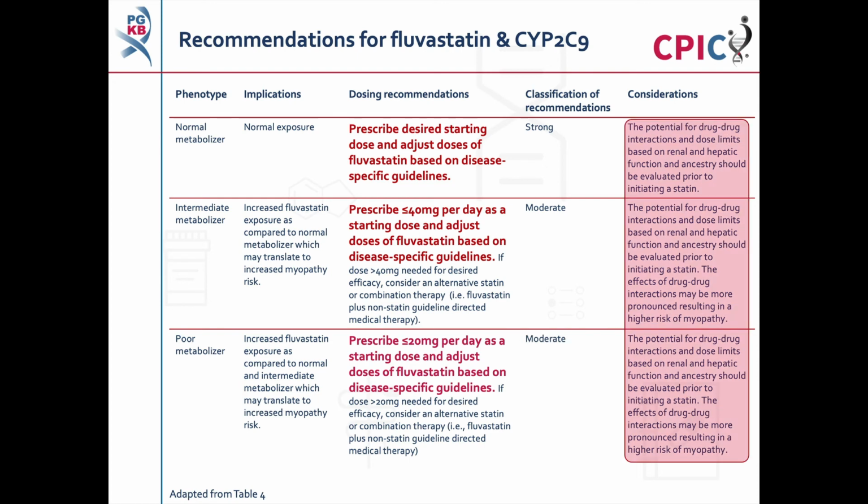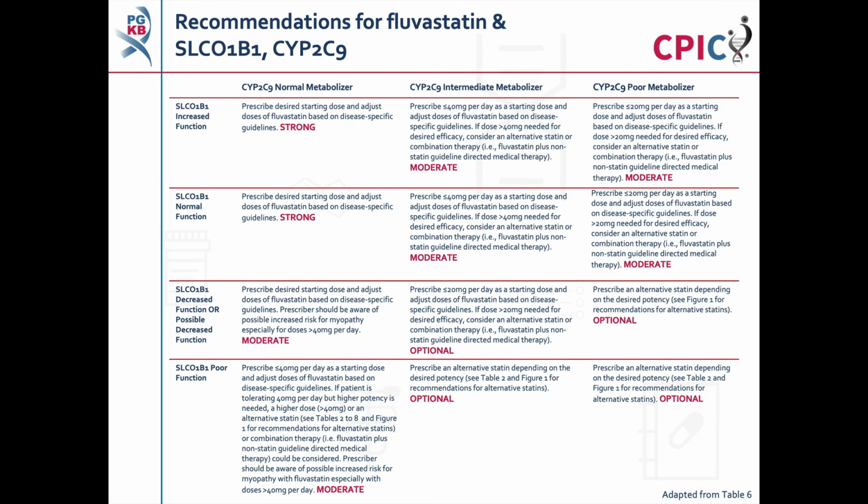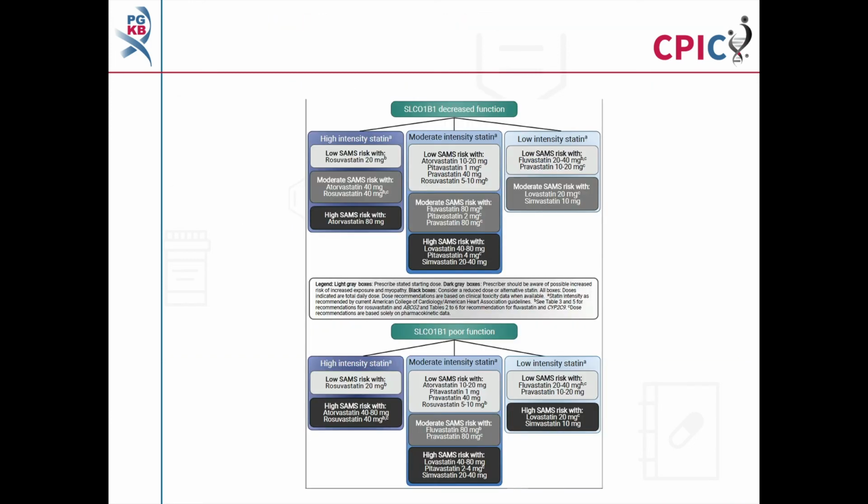As with all statins, the potential for drug-drug interactions and the effects of renal function, hepatic function, and ancestry should also be considered. The effects of drug-drug interactions may be more pronounced in patients who are CYP2C9 intermediate or poor metabolizers. Table 6 in the guideline publication gives recommendations for fluvastatin and combined SLCO1B1 and CYP2C9 phenotypes. Figure 1 in the guideline publication gives an overview of the recommendations with statin intensity and dose stratified by SLCO1B1 phenotype. It can be used to guide the selection of alternative statin.